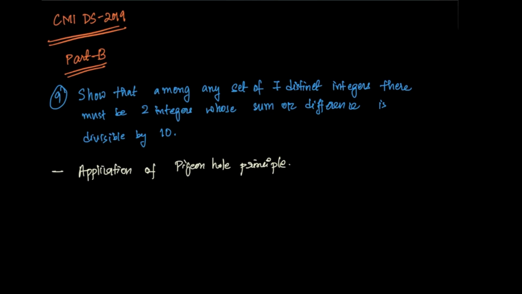So we'll be looking at two problems from the second part of CMI MSc Data Science 2019 paper. And the common theme of both these problems will be discrete math and some principles of combinatorics, and especially the pigeonhole principle, which I believe is a really important concept to be grasped, especially for this exam. So the first question is actually from the pigeonhole principle itself.